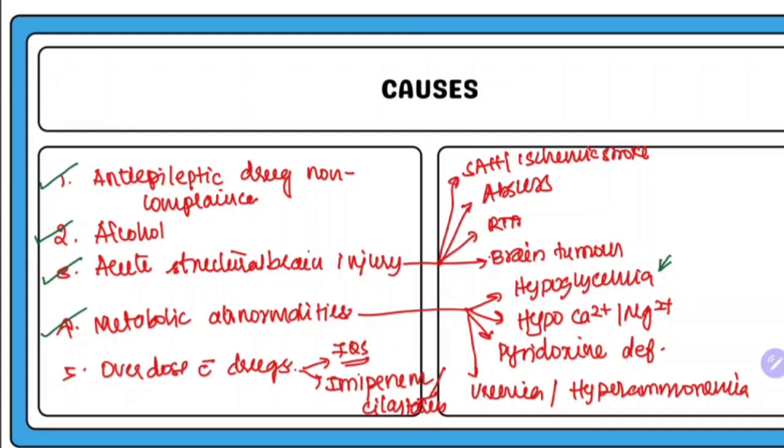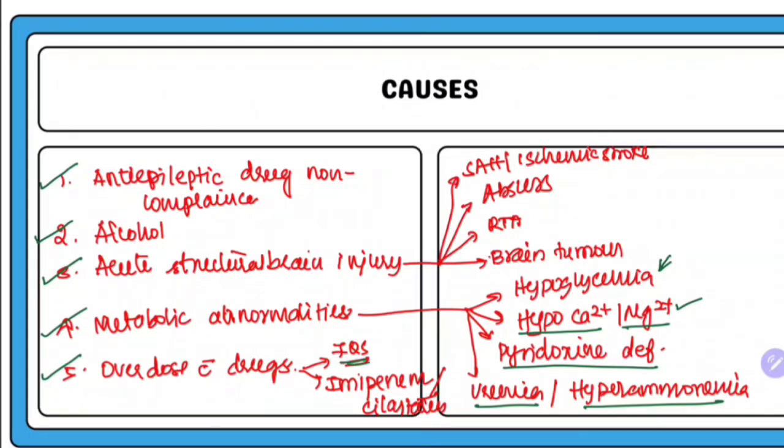So keep in mind that both hyperglycemia and hypoglycemia can cause status epilepticus and seizure. Hypocalcemia and hypomagnesemia should also be kept in mind. Pyridoxine deficiency is most commonly a cause of refractory status epilepticus in children. Uremia and hyperammonemia, like any liver disease or hepatic encephalopathy, can cause metabolic abnormalities. And overdose with drugs, mainly fluoroquinolones, should be borne in mind.